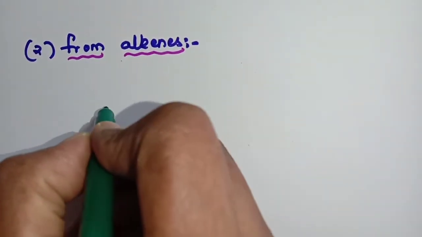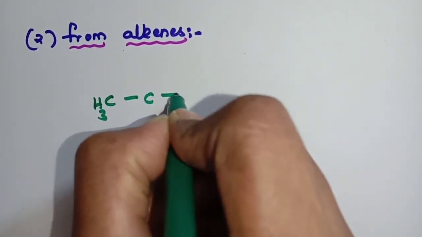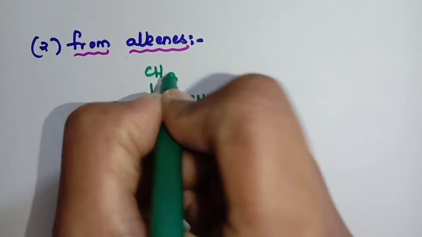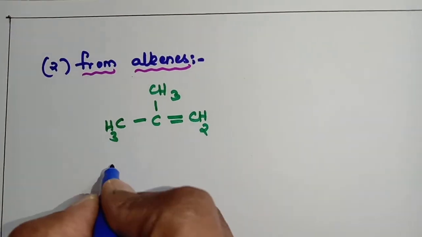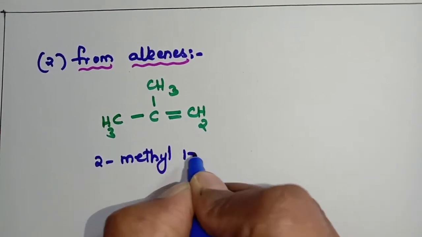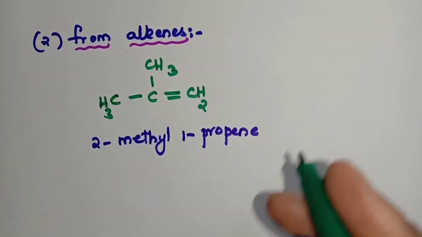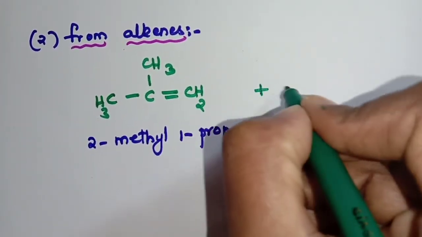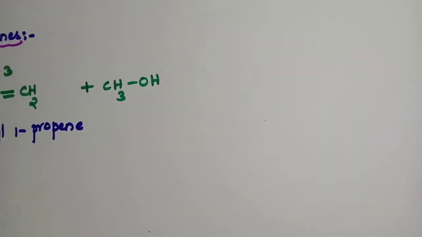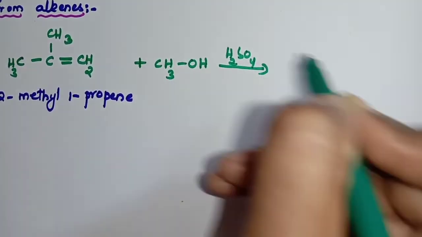So let me take the example CH3, C double bond CH2, here CH3. So this is called 2-methyl-1-propene. This is an alkene. Plus to this we should add an alcohol, CH3OH, in the presence of sulfuric acid H2SO4.